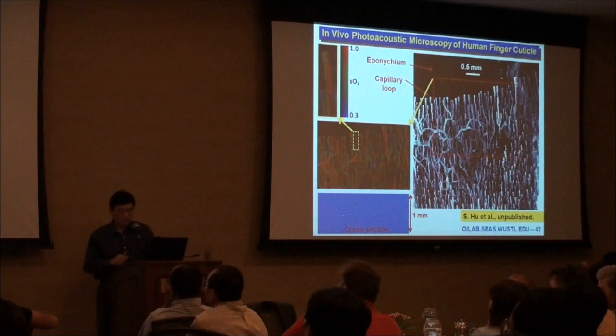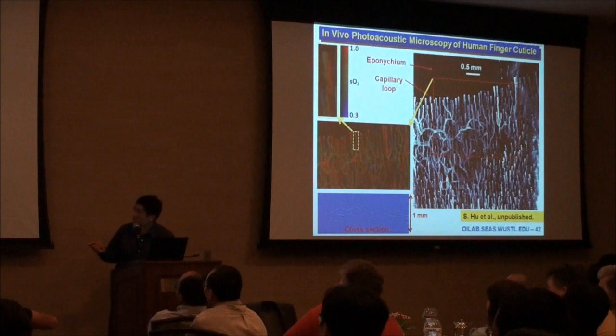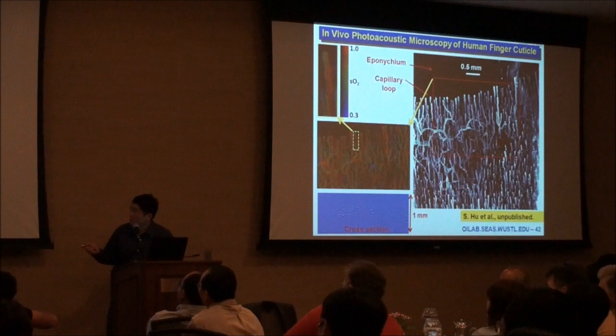Human applications. We image our own finger. This is single capillaries in our finger cuticle. Right? They're hairpin-like capillary loops. And you can zoom into a smaller area. We can quantify the oxygen saturation. These are color-coded. You can zoom into a single hairpin capillary loop.